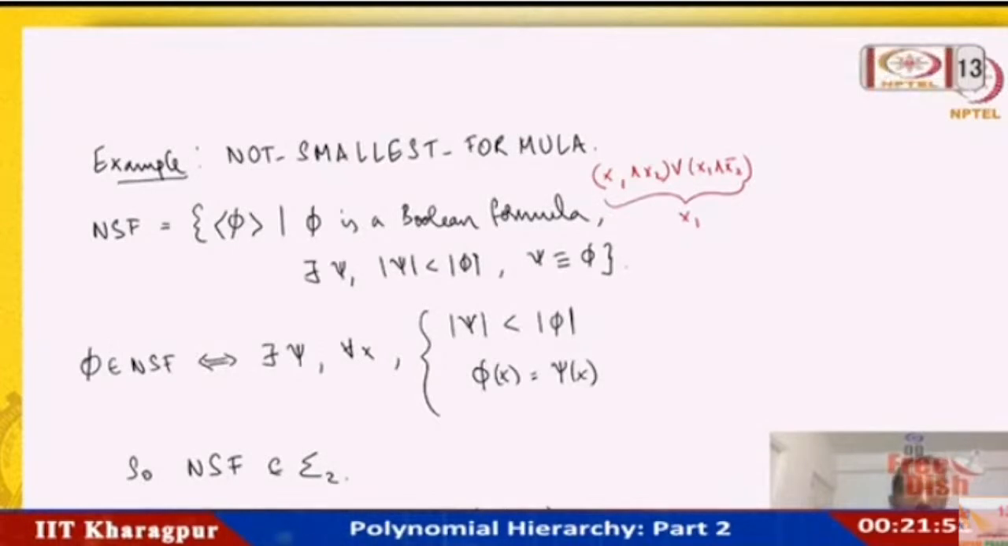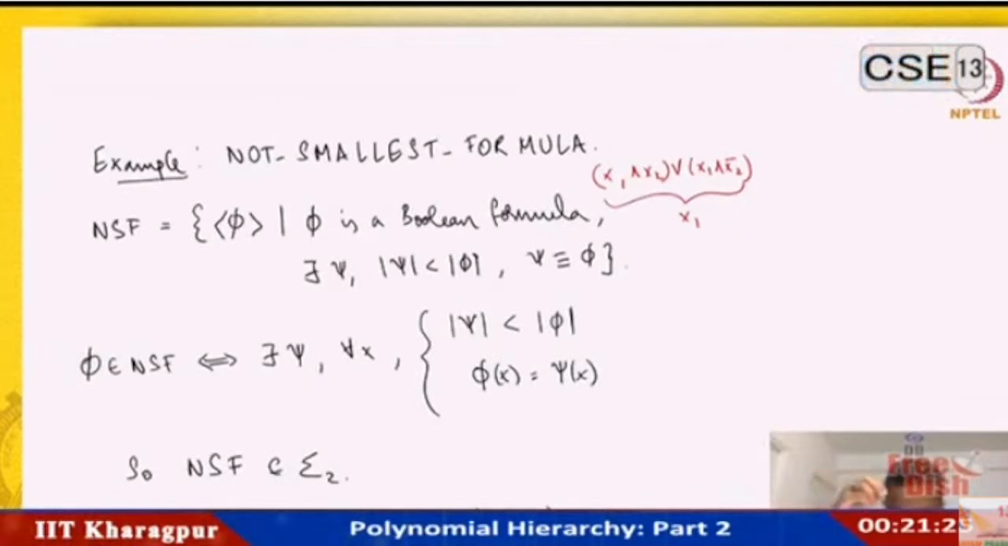So we will give a Boolean formula as input, and we are asking whether this is the smallest way to represent that Boolean formula. So anything that is not the smallest formula will be a yes instance. So if you give the first one, x1 and x2 or x1 and x2 complement, it will be accepted. Okay, so the claim is that this is in sigma2.